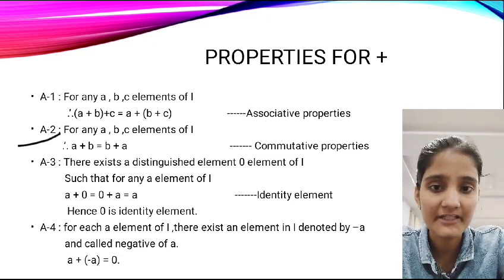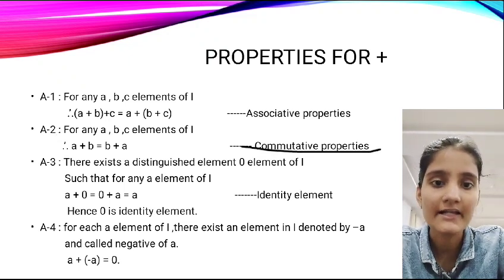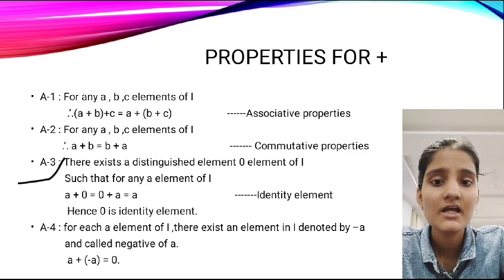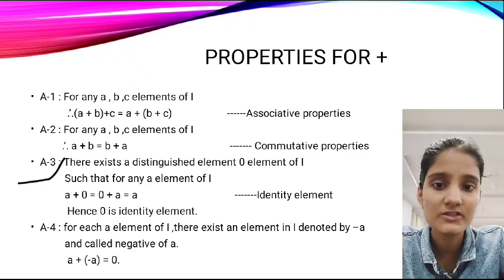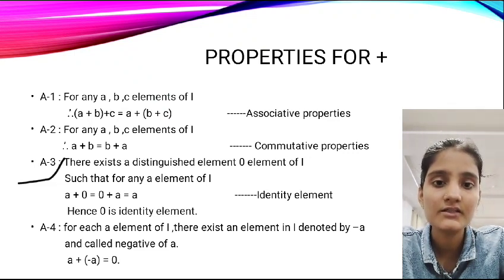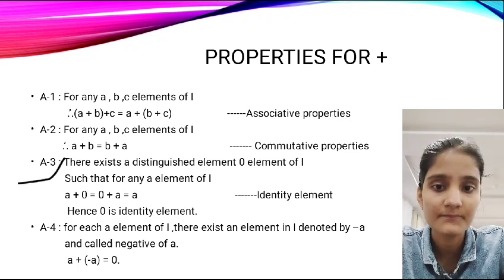The second property is, for any A, B, C elements of I, A plus B is equal to B plus A. This is the commutative property. The third property is, there exists a distinguished element 0 of I such that for any element A of I, A plus 0 is equal to 0 plus A is equal to A, which is the identity element. So here 0 is the identity element.